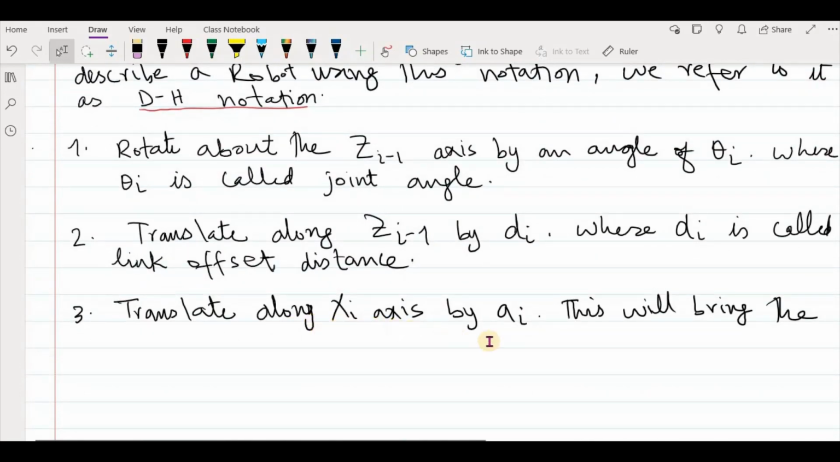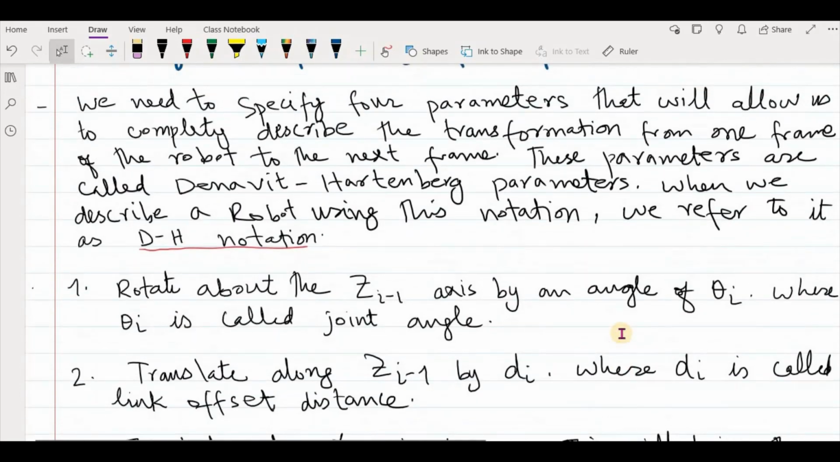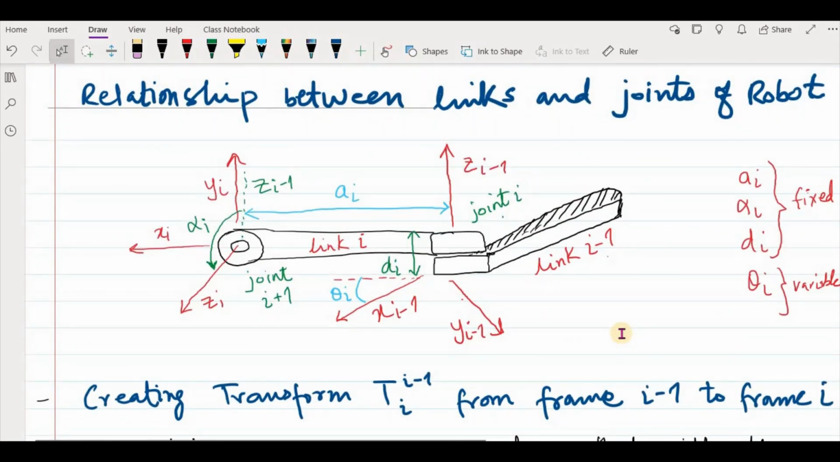Translate along the x-axis by a_i. This will bring the origins of the two coordinate frames together. a_i is called the link length. So from here, we know that from here to the next frame, which is the i frame, we have a distance of a_i. Now if we want to do a transformation, we need this length.